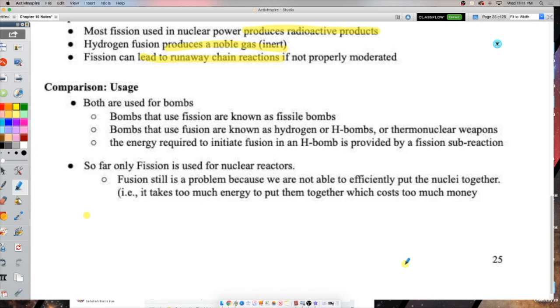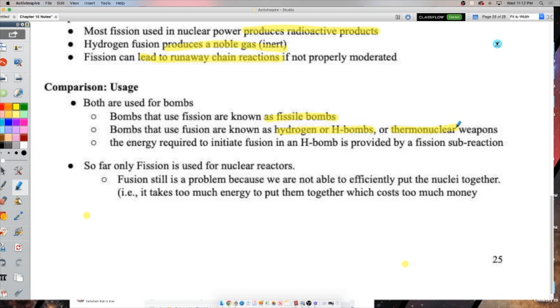Okay, so both, yes, are used for bombs. The bombs that use fission are known as fissile bombs. Bombs that use fusion, you might have heard this before, are known as hydrogen or H bombs because that's what they're doing. They're fusing hydrogen. They're also sometimes called thermonuclear. Thermo meaning heat, nuclear meaning from a nucleus, right? So heat from a nucleus. Now you might be saying to yourself, hang on, we can do fusion in a bomb, but we can't do it to power our cities.